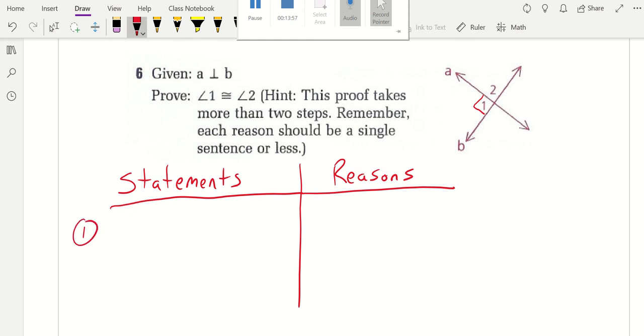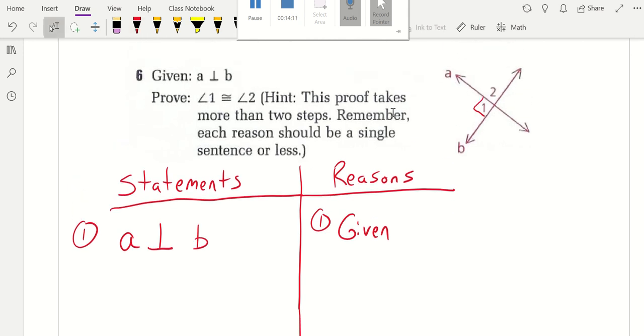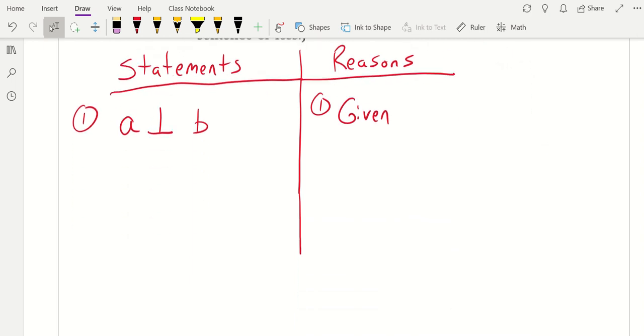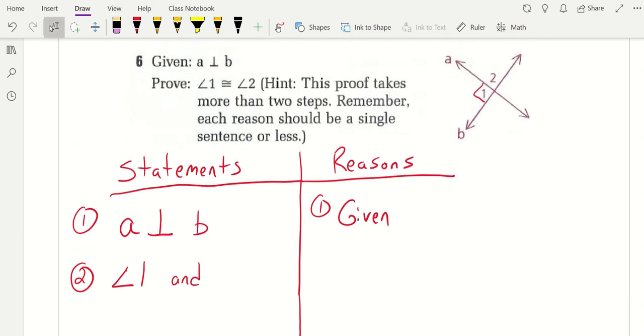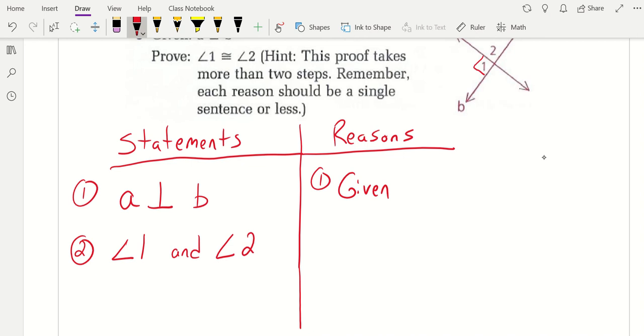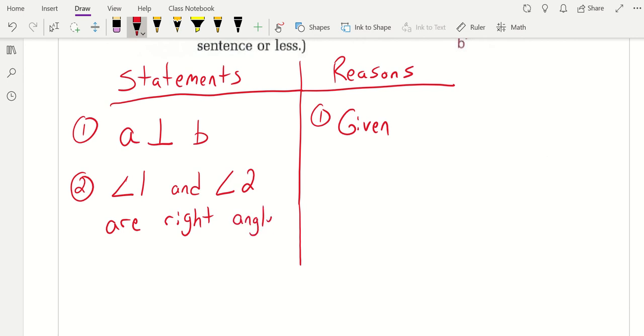Statement number 1 is always going to be your given information. It is A is perpendicular to B, and that was given to us. If A is perpendicular to B, we know that angle 1 and angle 2 are both right angles. So number 2, angle 1 and angle 2 are right angles. And that is the definition of perpendicular.